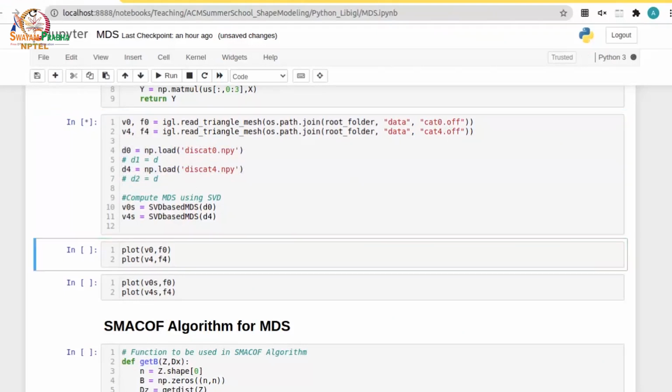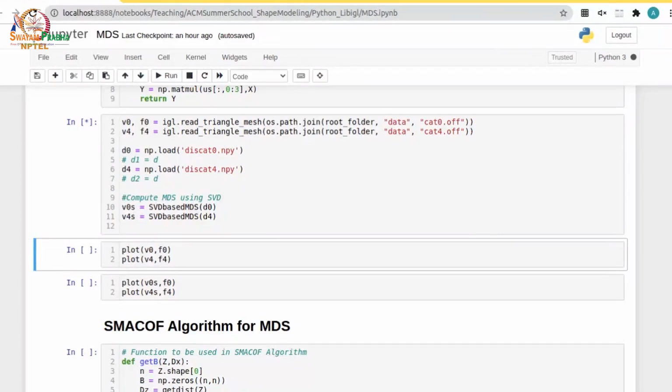This piece of code. As I said, my codes are not optimal, and specifically what I want to say over here is, remember this SVD based method computes the SVD of that minus half JDJ matrix. That JDJ matrix is n by n. In this case, both these meshes, CAT0 and CAT4, have 3400 vertices, which means that B is a matrix of size 3400 by 3400.